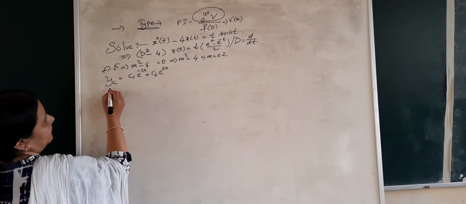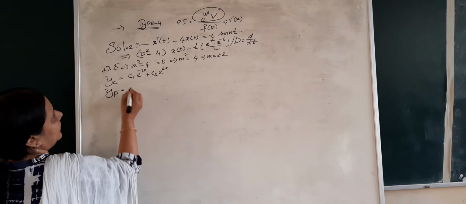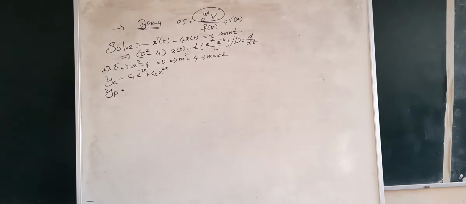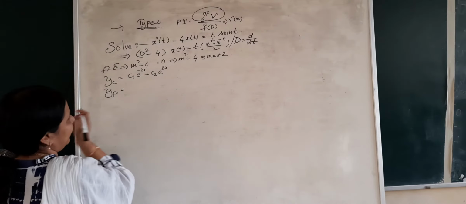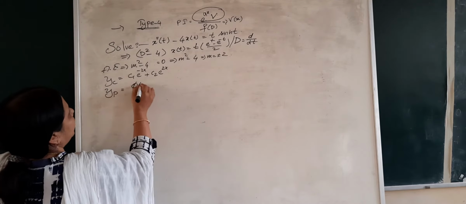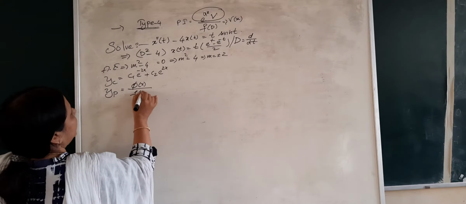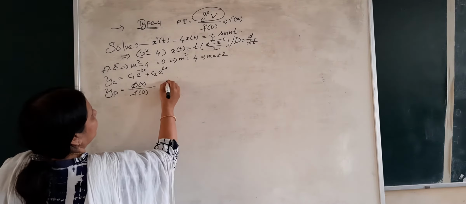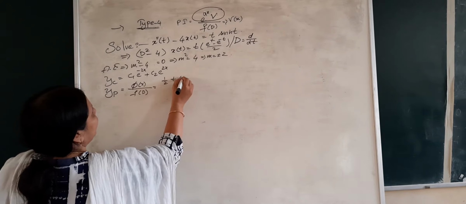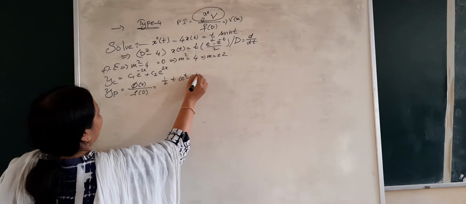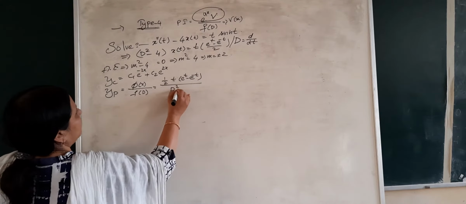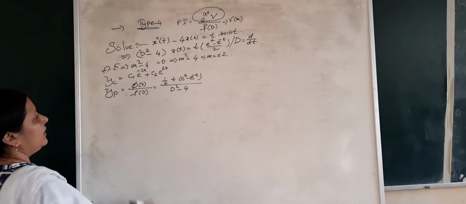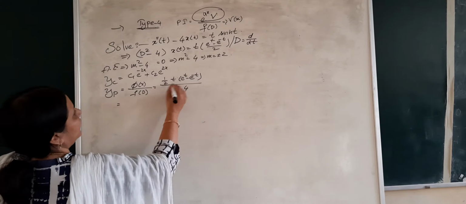Next, coming to yp. You have to be a little careful in yp because there are two terms in the yp part. So let's see that. yp is phi of x divided by f of d. Our phi of x is 1 by 2 into t times e power t minus e power minus t, the whole divided by f of d, which is d square minus 4. Alright guys, so we have to split it into two parts.